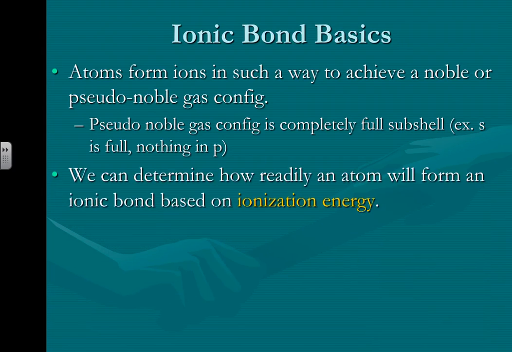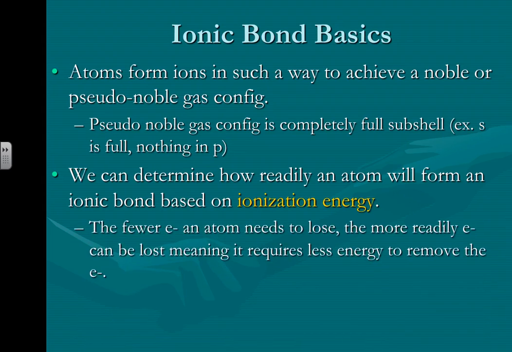So we can determine how readily an atom will form an ionic bond based on its ionization energy. So again, you can see a lot of things really coming together here as we've been talking for just a few different lessons so far. The fewer electrons an atom needs to lose, the more readily electrons can be lost, meaning it requires less energy to remove the electron.